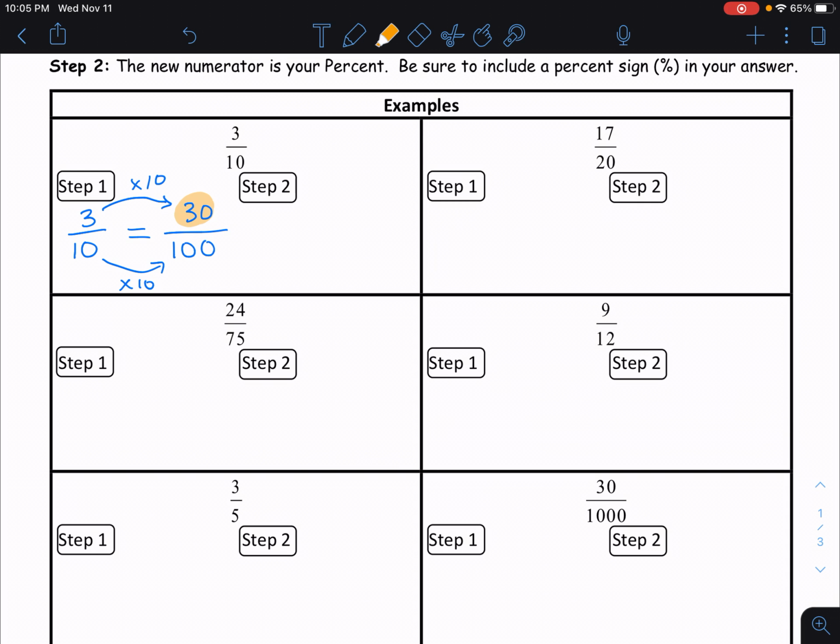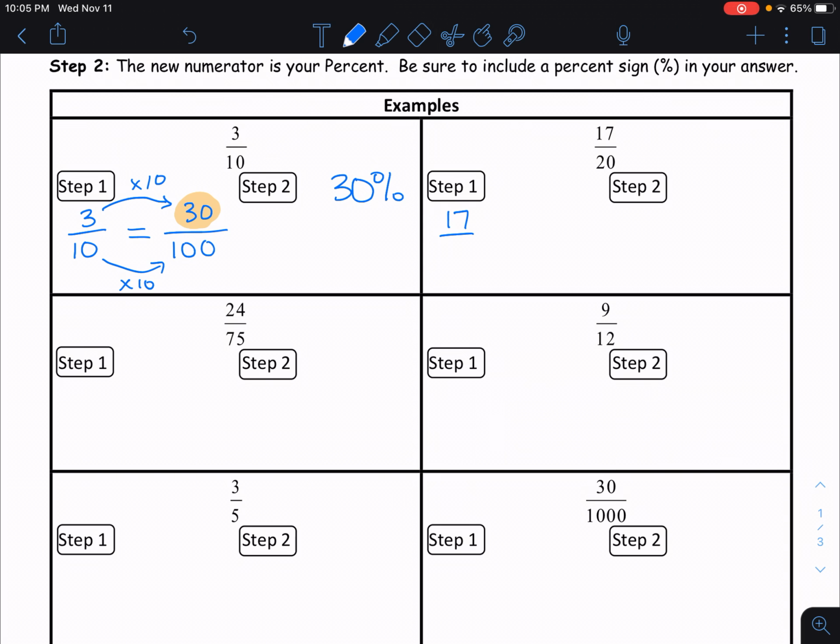So my numerator up here is my percent. And in step 2, I'm going to write it as a percent. So 30 over 100 is 30%. So 3 out of 10 is 30 over 100 is 30%.